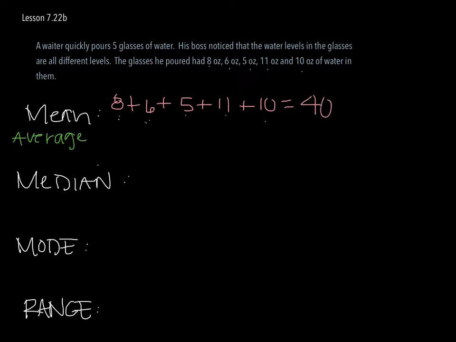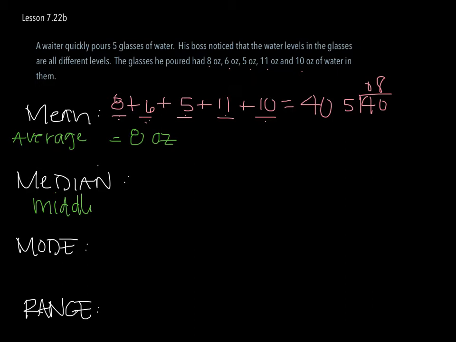So we have 40 total, and we're going to divide by the number of numbers that we added. So we get 1, 2, 3, 4, 5. So we're going to take 40 and divide by 5. And we're going to get 8. So the mean is going to be 8 ounces. Which means if you were to even all the water out, each cup would have 8 ounces of water in it.